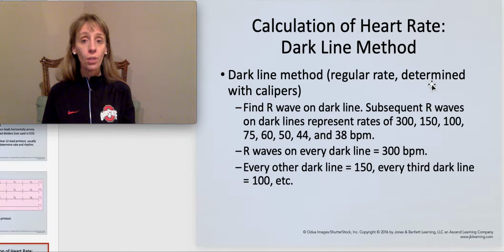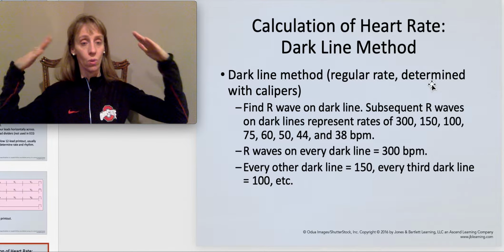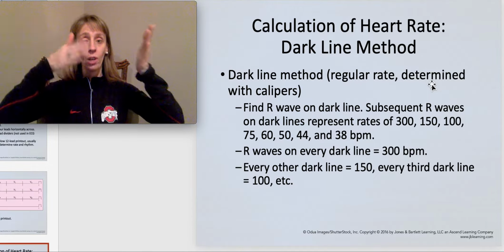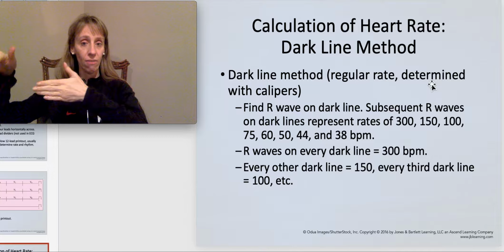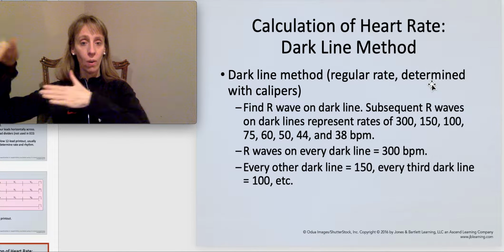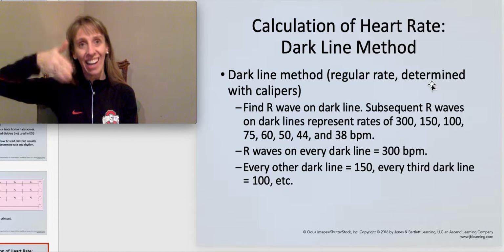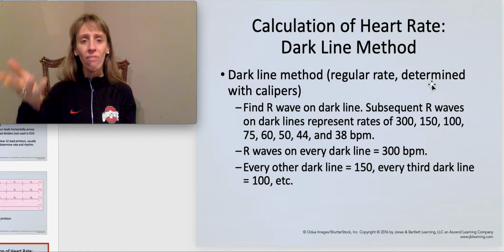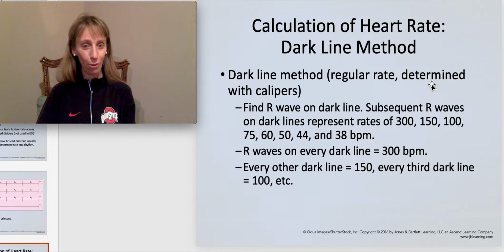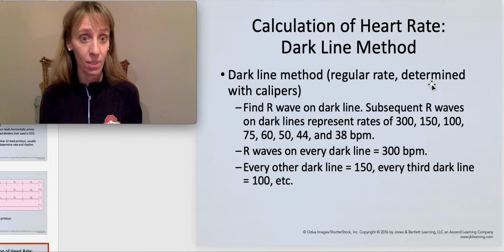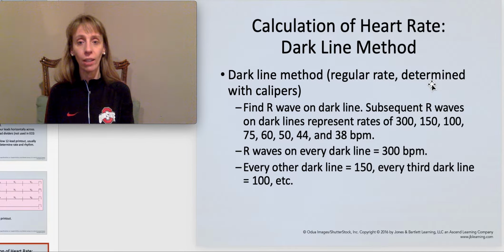In order to use the dark line method, you have to memorize a series of numbers. As silly as it sounds, put it to a jingle, a little tune in your head, so you can memorize 300, 150, 100, 75, 60, 50, right? So 300, 150, 100, you just got to memorize. You count backwards in this order. We very rarely get to 44 or 38 in an exercise setting with someone's heart rate getting that low, but it would go down that low.